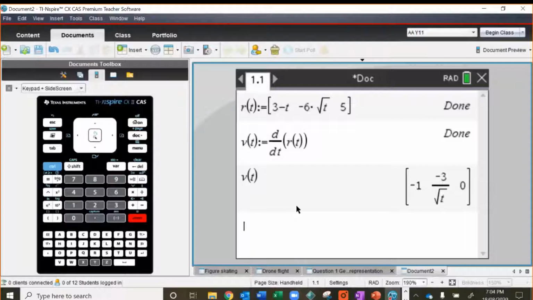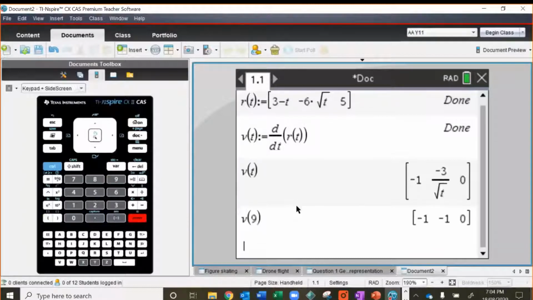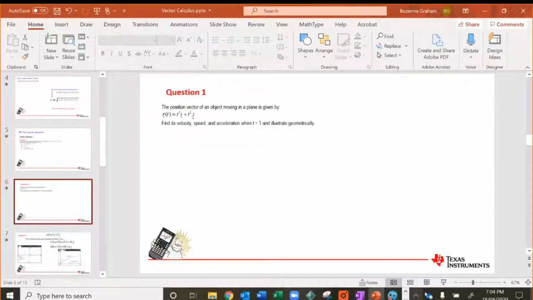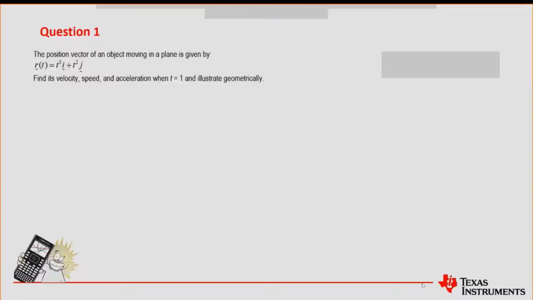The question says direction of motion when t is 9. So now if I say v of 9, the direction of motion is minus i minus j, which is answer B, and hopefully you got this answer correct.